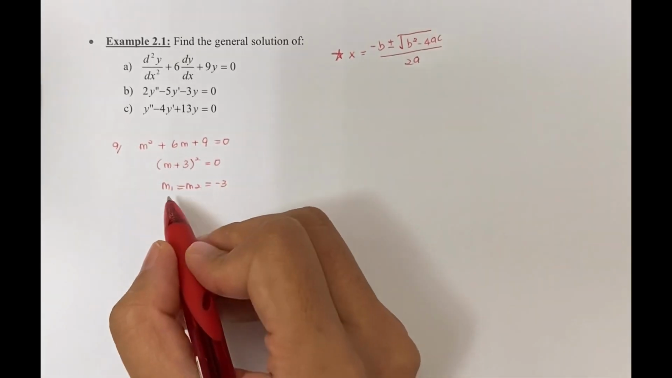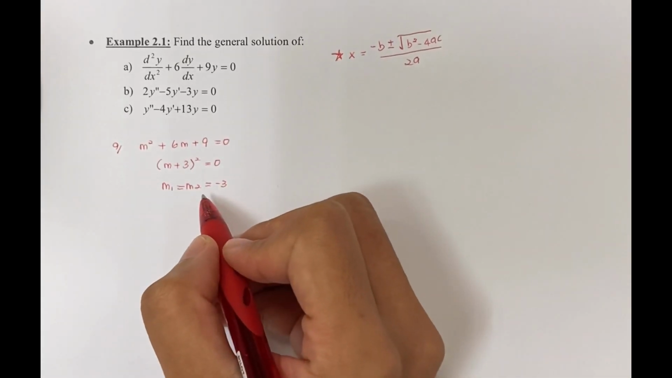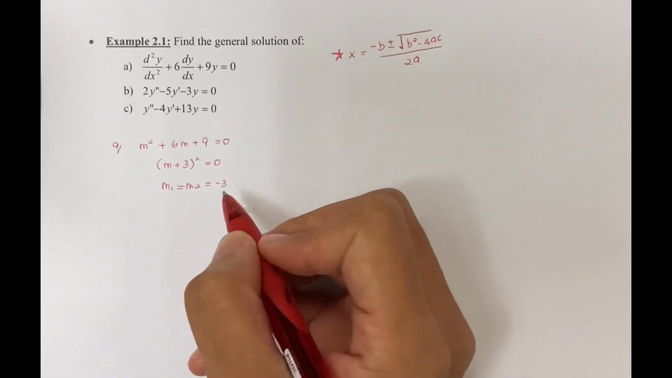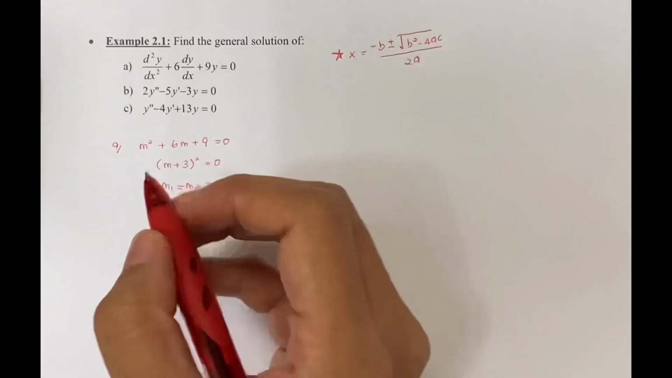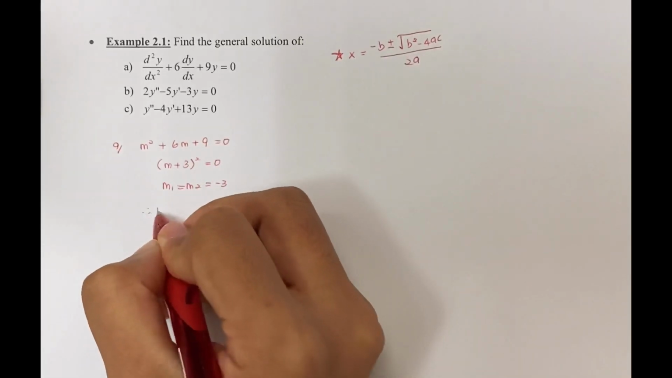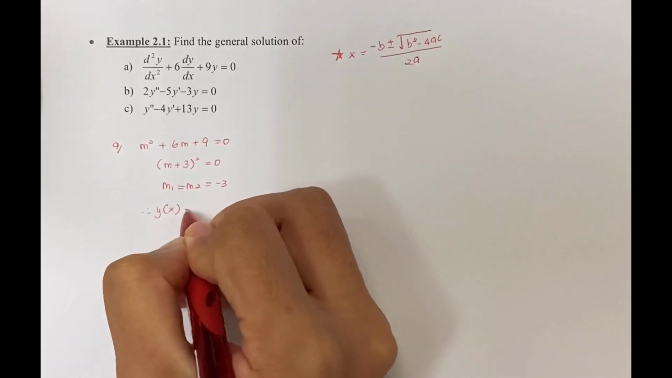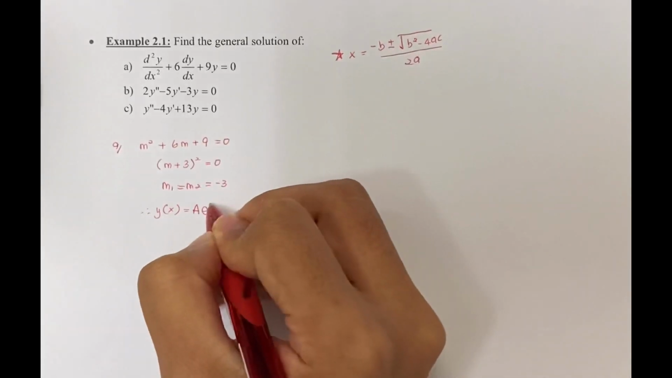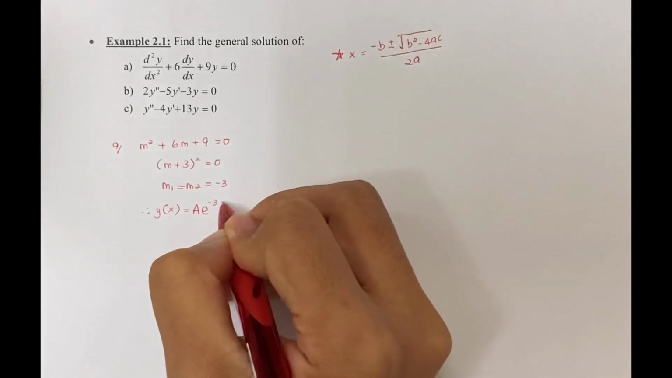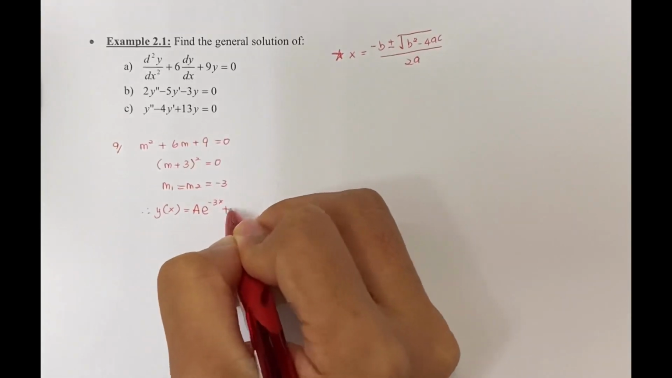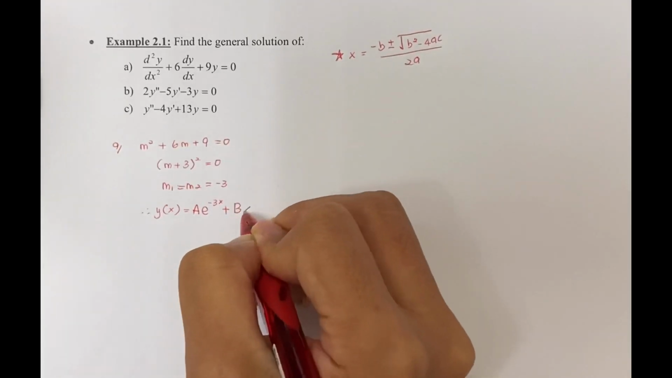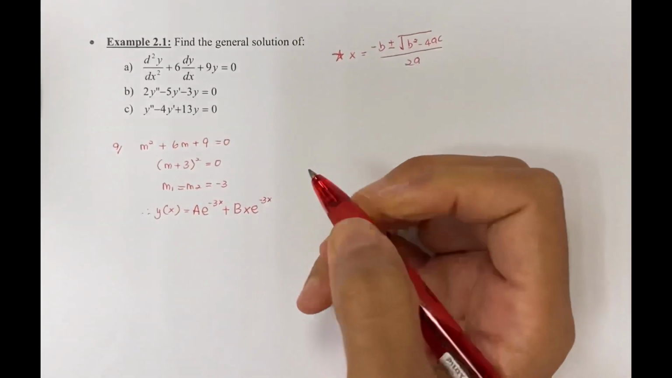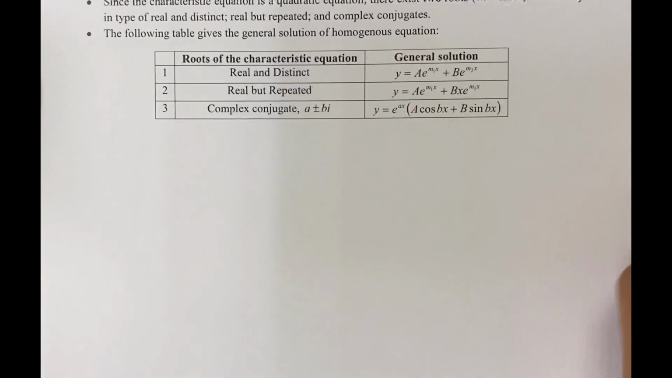So if you have m1 equal to m2 equal to negative 3, the roots are real but repeated. It repeats 2 times. So your general solution will be y(x) equal to a e to the power of your first m, which is negative 3x, plus b, you have an extra x, e to the power negative 3x. That is the second case.